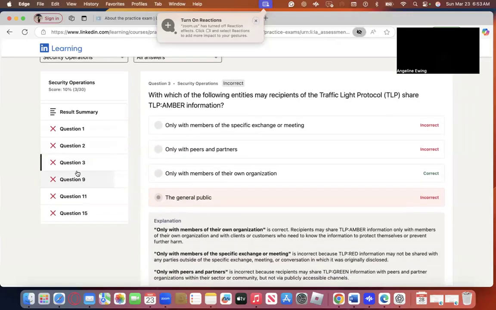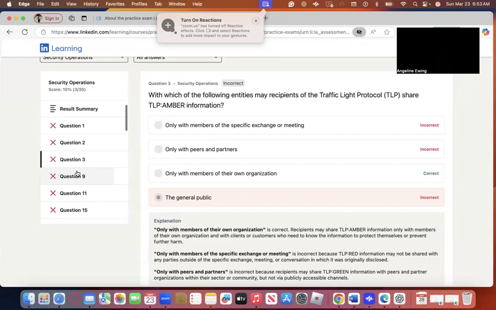Which of the following entities may be recipients of the Traffic Light Protocol (TLP) shared TLP AMBER information? Recipients may share TLP AMBER information only with members of their own organization and their clients or customers who need to know the information to protect themselves or prevent further harm.